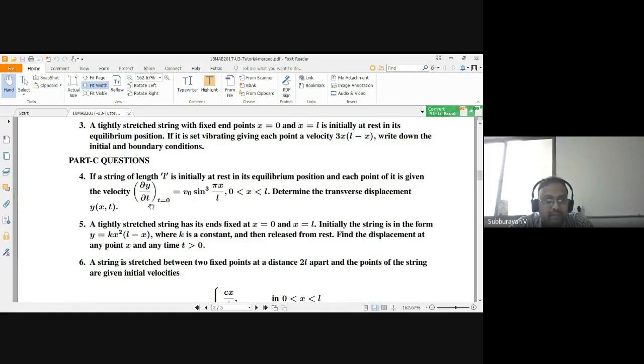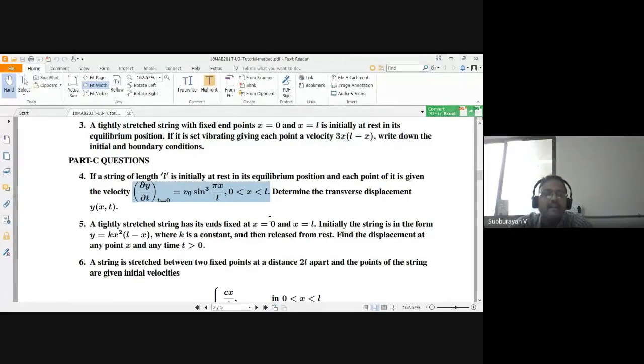Dou y by dou t at t equal to 0 equals the initial velocity. But we discussed for initial position, which is y naught into sine cube pi x by L. I think I gave it as an exercise. I hope. Am I right? Students?